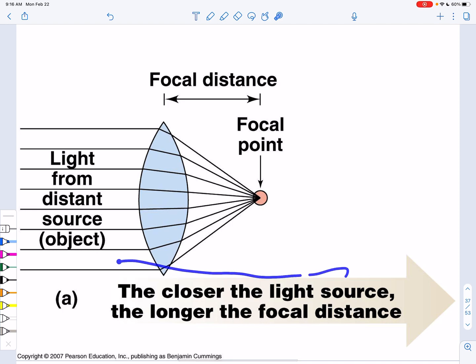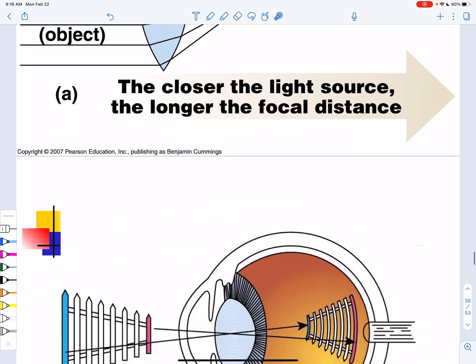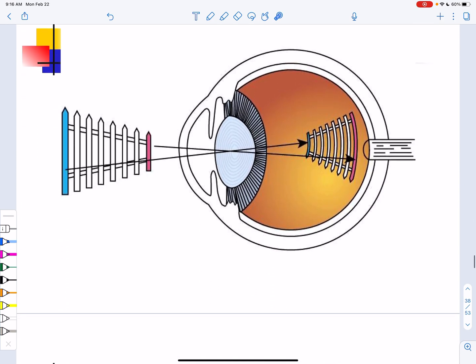The closer the light source, the longer the focal distance, which is kind of strange, but this is why the ciliary body has to adjust. If we have an image that we're looking at, like a fence with a blue post on the left and a pink or red post on the right, light can only travel in a straight line.